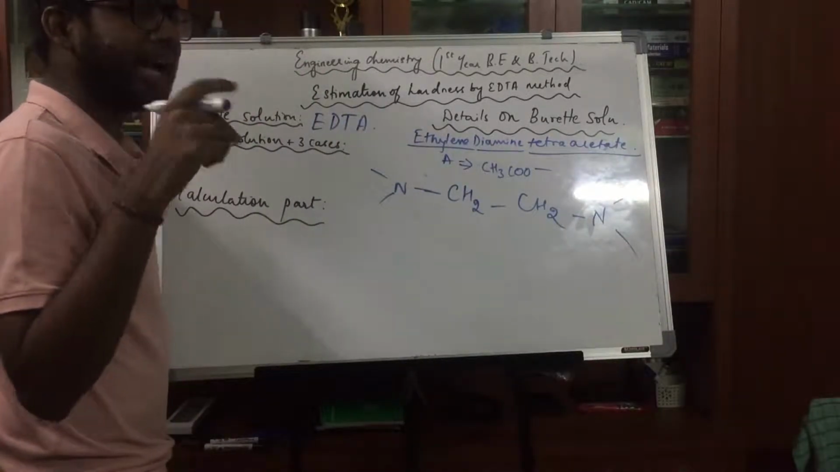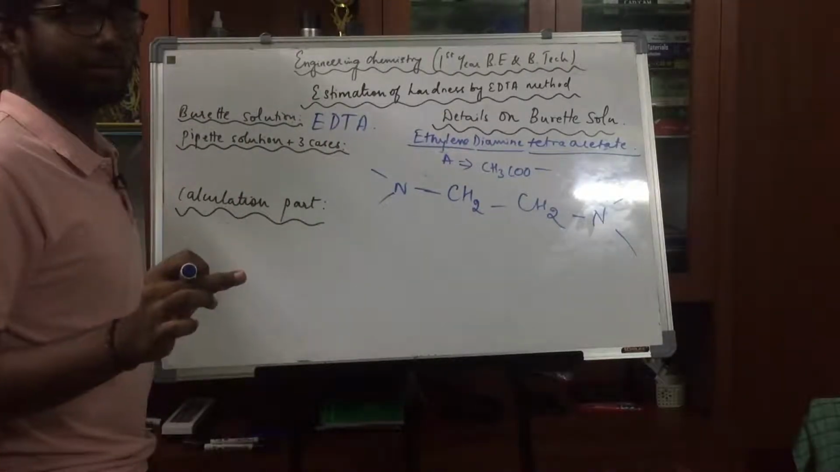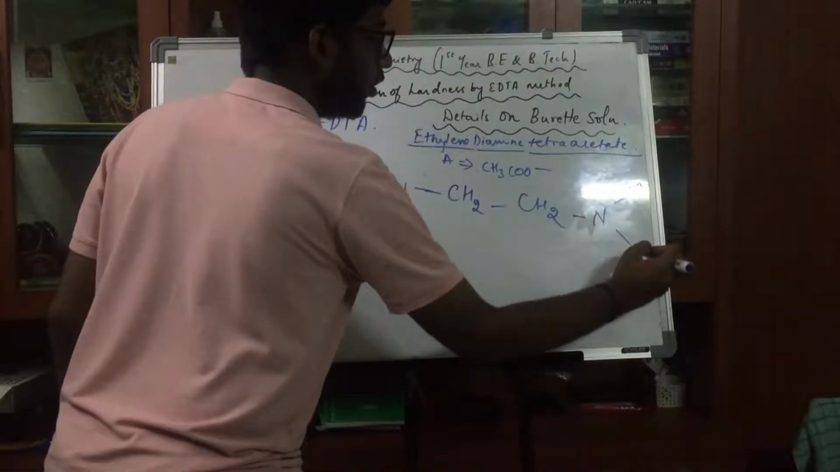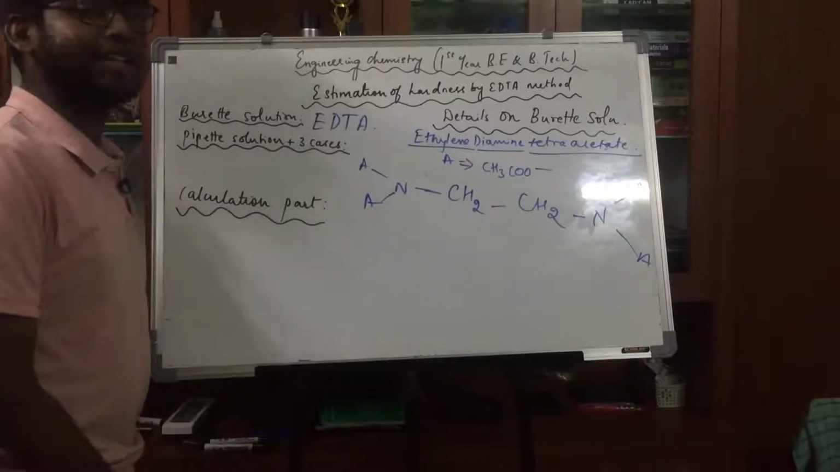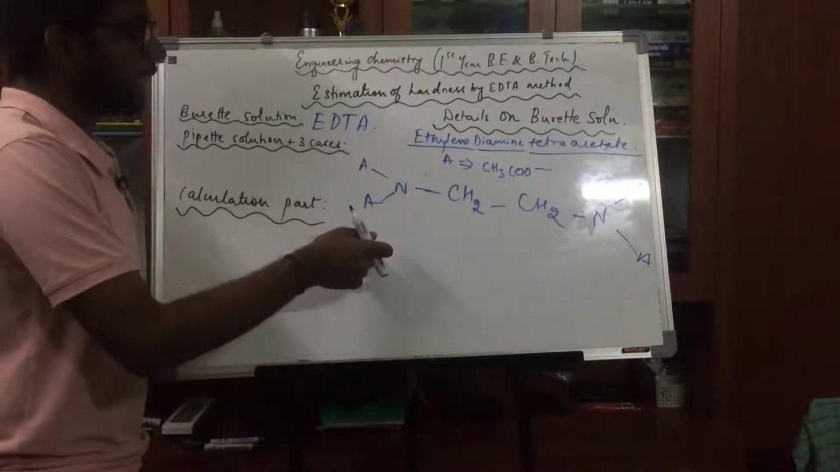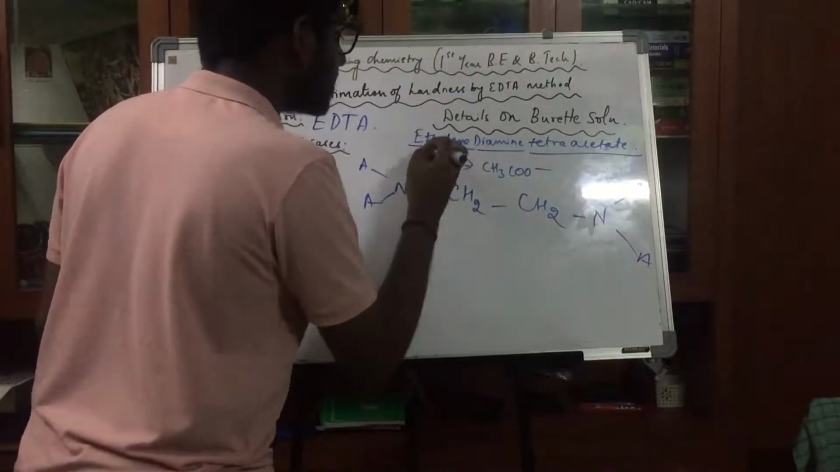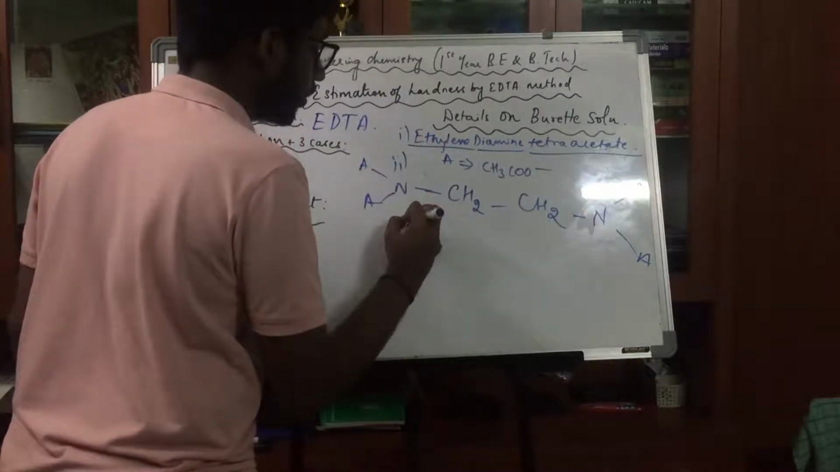I use the word molecule very frequently, but anion is the most appropriate word. So you can write A all over. That is tetraacetate. This is the structure of ethylene diamine tetraacetate, which is used in this experiment as the burette solution. The first thing is the expansion, and the second is the structure.